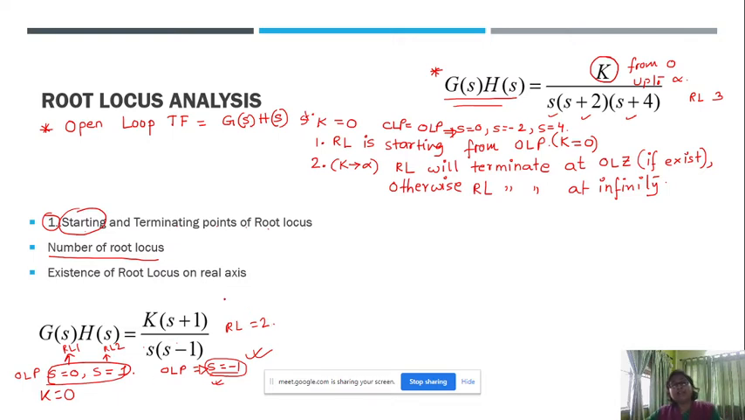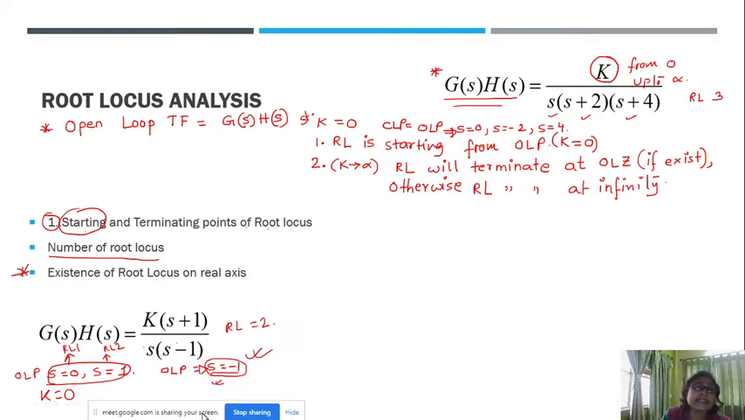So in this way, we will calculate the starting and terminating points and the number of root locus branches. Now, the very important point to understand is the existence of root locus on the real axis. What does it mean? You can understand that root locus is actually drawn on the S-plane.